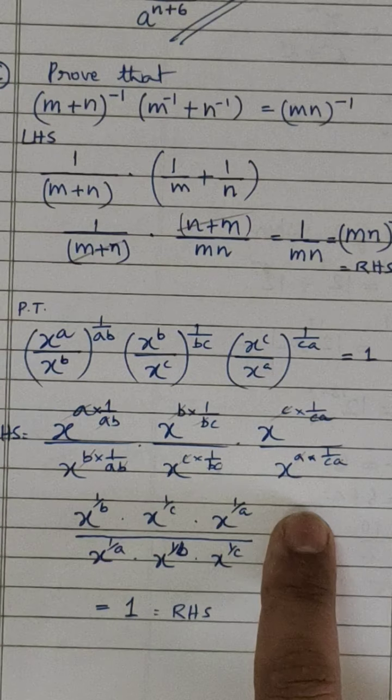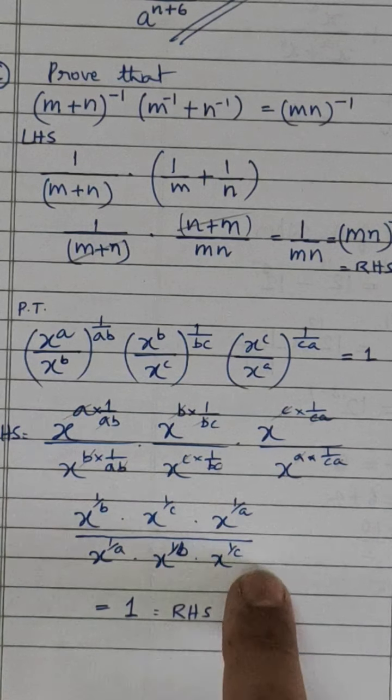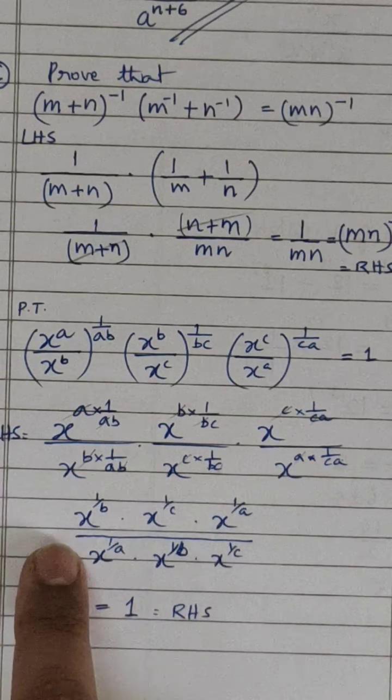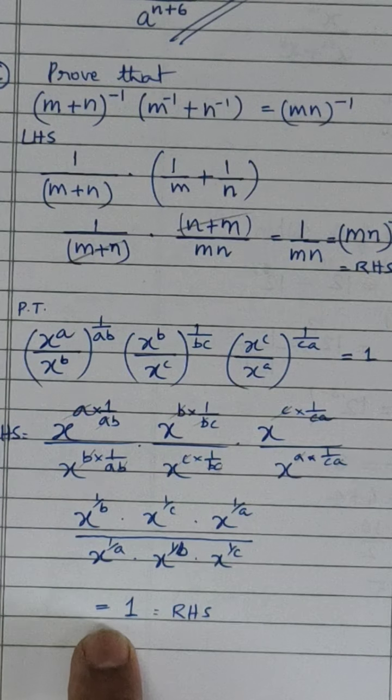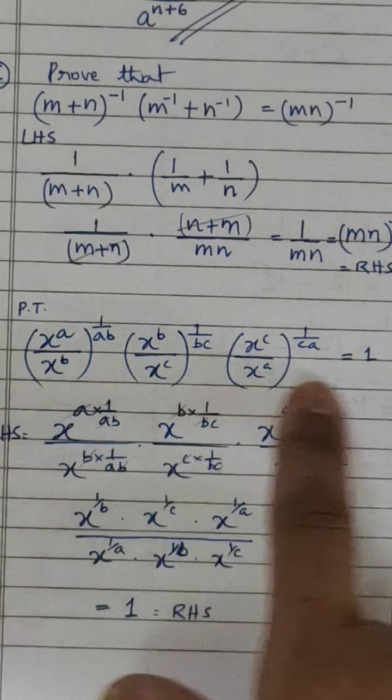The values in the numerator and the values in the denominator are same. Here 1 by b, 1 by b, 1 by c, 1 by c, 1 by a, 1 by a. The powers are same, the bases are same. The numerator will get cancelled with the denominator. The answer is 1, that is equal to RHS. Hence we proved the given expression.